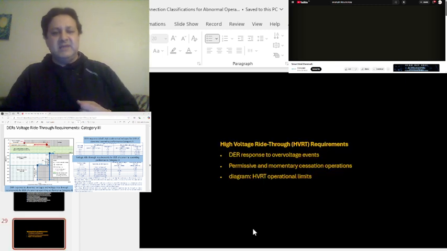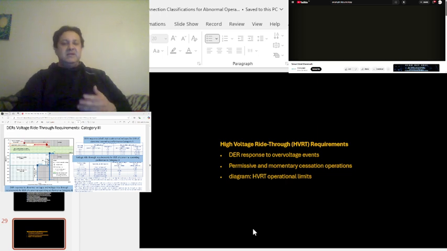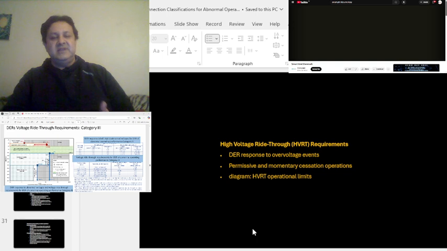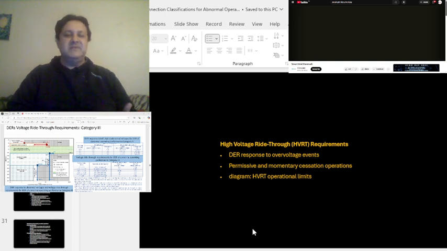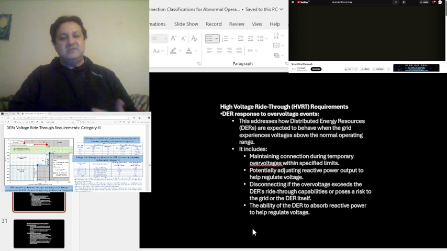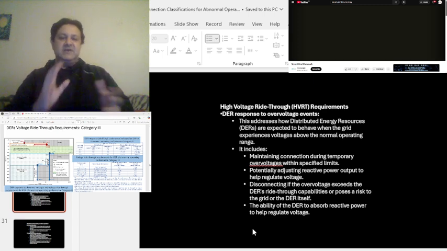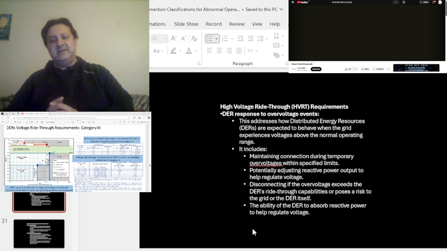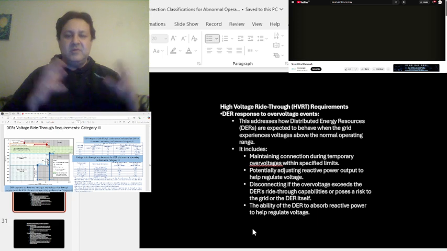So let's move on quickly to HVRT, high voltage ride through. In this case, what happens? We have to see the response to over voltage events, permissive and momentary cessation operations. So more or less, it's the same, or vice versa. High voltage ride through, HVRT, requirements: response to over voltage events.